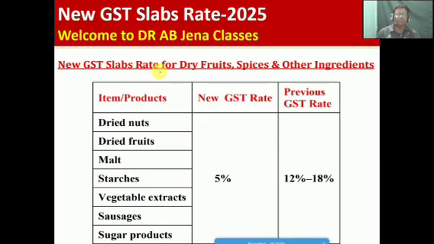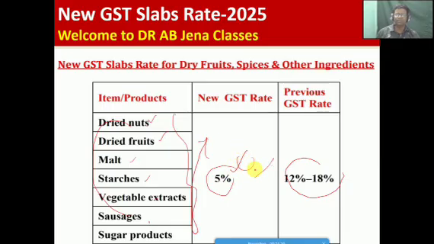Similarly, the new GST slab rate for dry fruits, spices and other ingredients: the items are dried nuts, dried fruits, and so on. Earlier, the previous GST rate was 12% to 18%. Now these items come under the new GST rate of 5%. I mean, we will pay 5% GST.